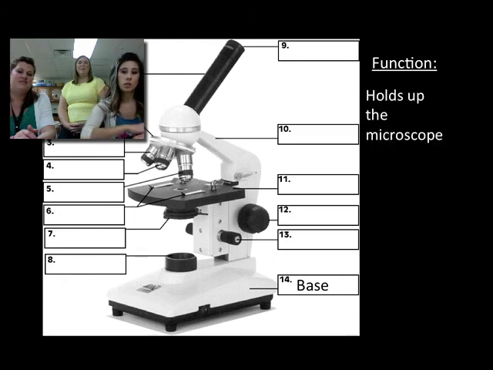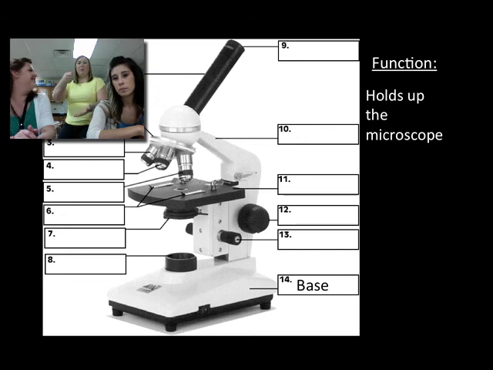All right, and the last part is the base. This holds the microscope up, and when you're carrying it, you hold it by the arm and you hold it by the base. That way you've got a firm grip on your microscope.